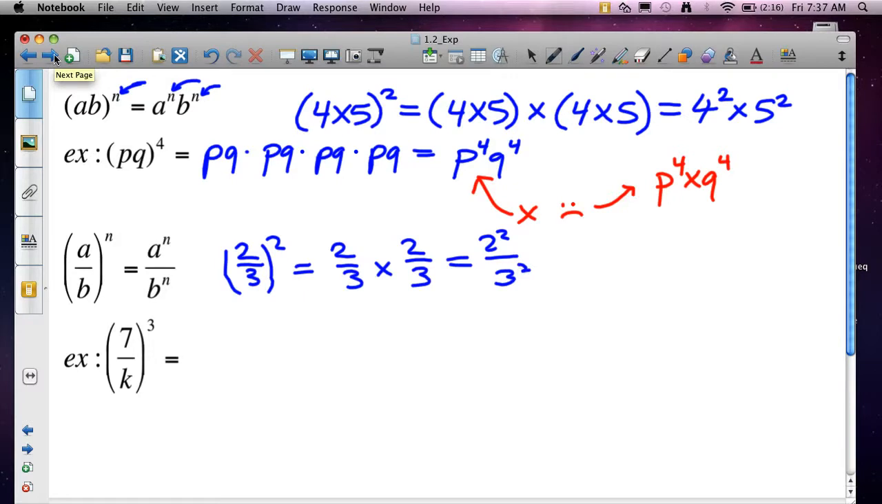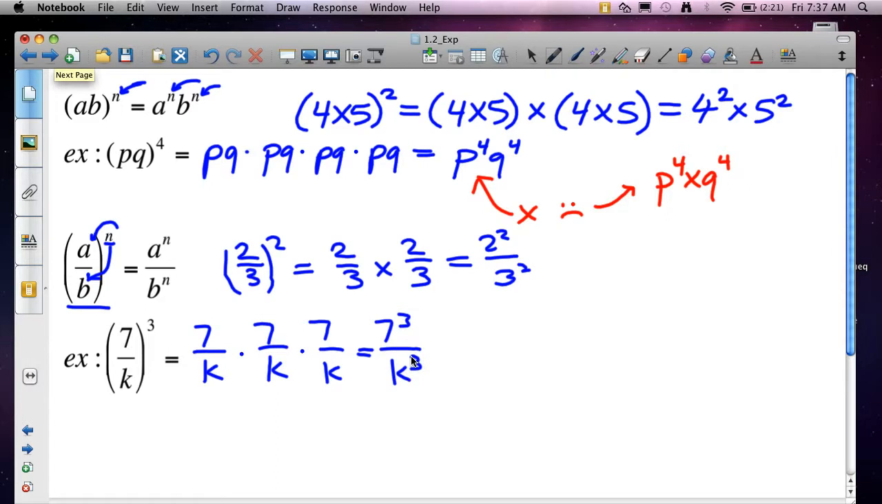So my next example over here, if we go back to the original, we see that whenever you have a fraction raised to an index, that index is distributed among both bases. So for example, if we take a look at 7 over k to the third, that means 7 over k times 7 over k times 7 over k, or 7 to the third over k to the third. So again, we have 2 more laws of indices.